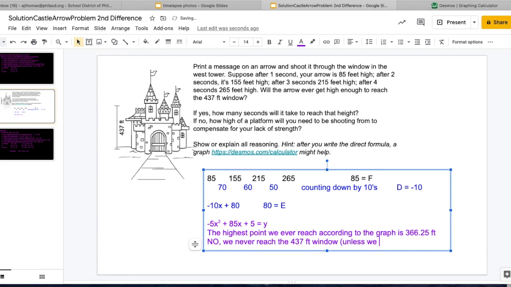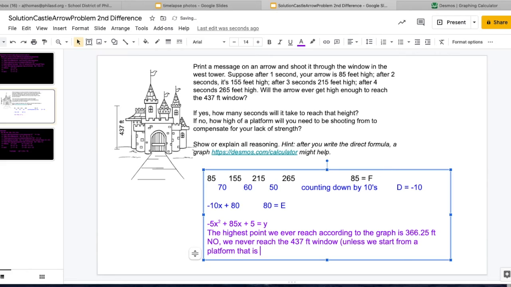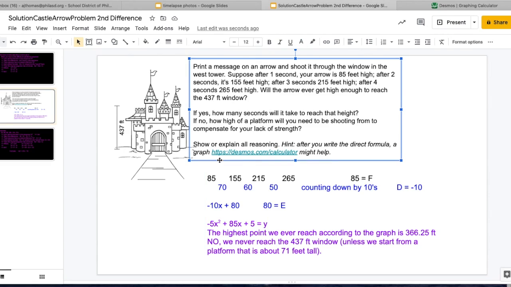unless we start from a platform that is 437 minus 366, which is 71. About 71 feet tall. Okay, so really truly this archer has no chance of delivering a message that high unless they can develop a lot more strength. That's that.